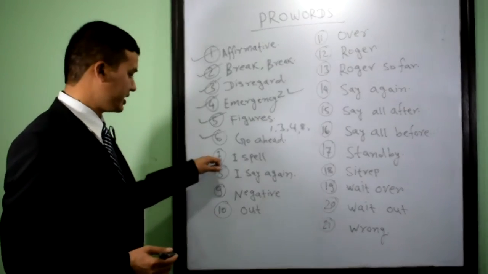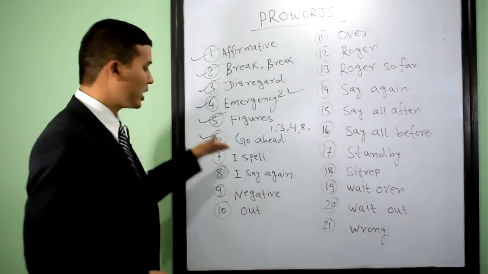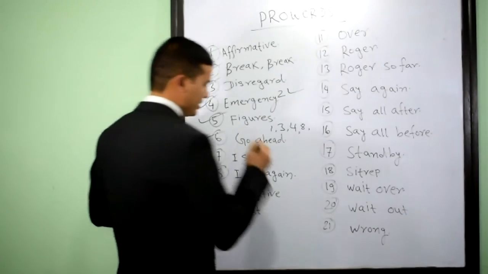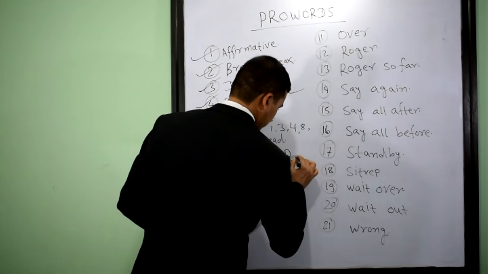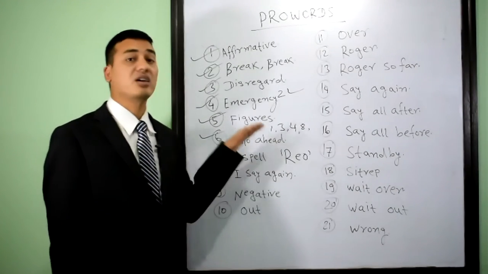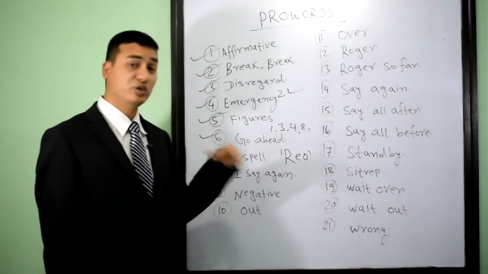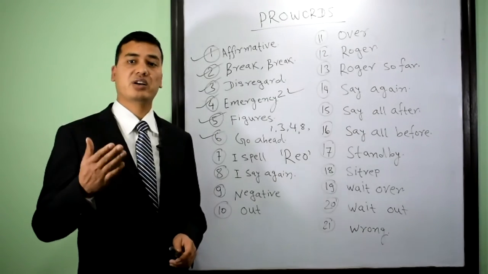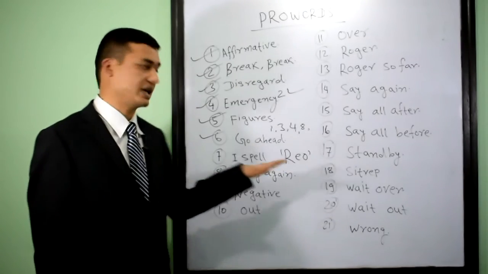Number seven, I spell. I spell means the next word will be spelled in the phonetic alphabet. If you want to use the phonetic alphabet, before using it you say I spell. For example, I spell R-E-O: you will say Romeo, Echo, Oscar. That is the phonetic alphabet. Before passing the message using the phonetic alphabet, you have to say I spell, then give your message.